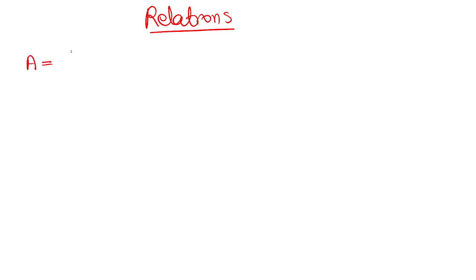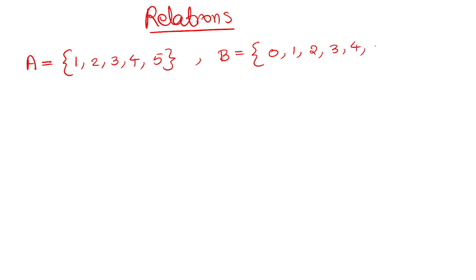I have two sets. Suppose A equal to 1, 2, 3, 4, 5, and I have another set B equal to 0, 1, 2, 3, 4, 7, 8. Okay. I have two sets A and B.